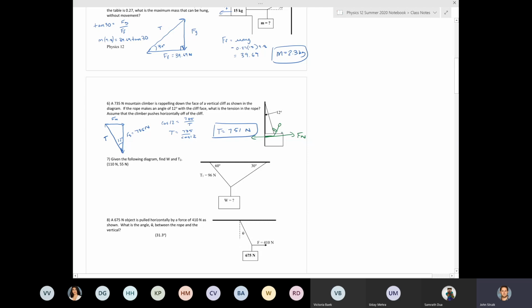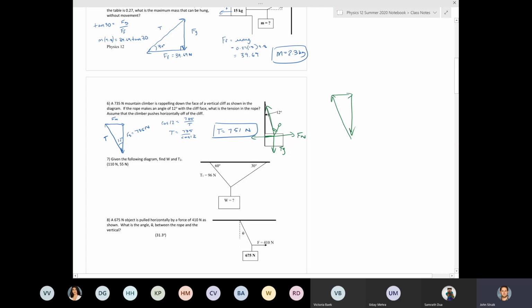And so the three forces you have are the tension in the rope holding the person up, the gravity of the person going down, and the normal force pushing the person away from the cliff. Those are your three forces acting on it. If you add those together, you get tension plus normal force plus gravity equals 0.